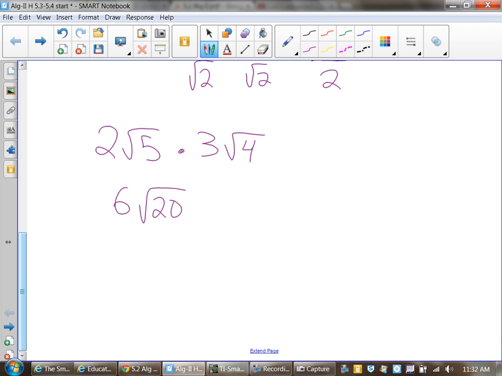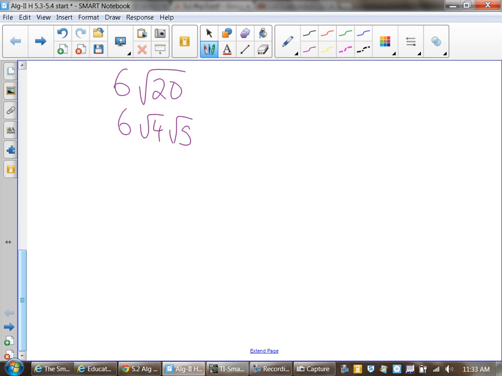Can you simplify the square root of 20? Is there a perfect square hiding? Yeah. What is it? 4. So that's the same thing as saying 6 root 4 root 5, right? Yeah. What's the square root of 4? 2. What's 2 times 6? 12. And you're done.